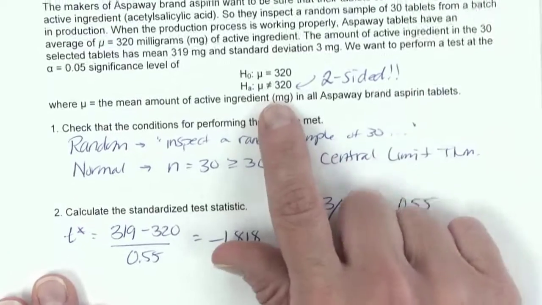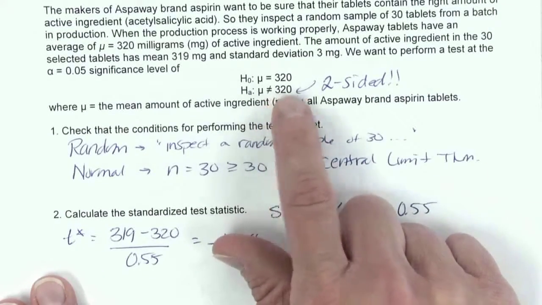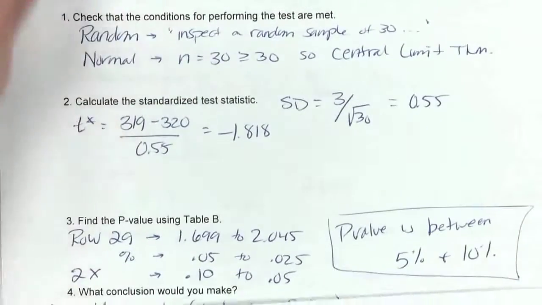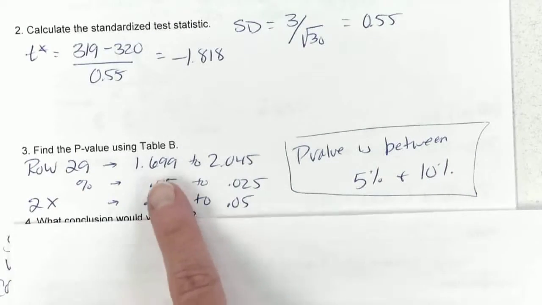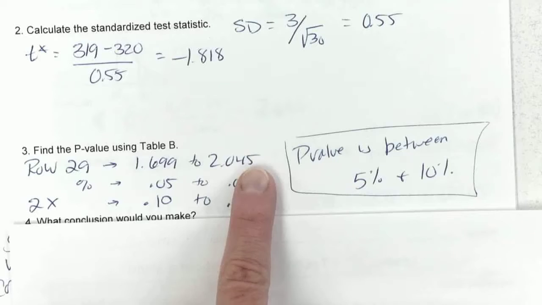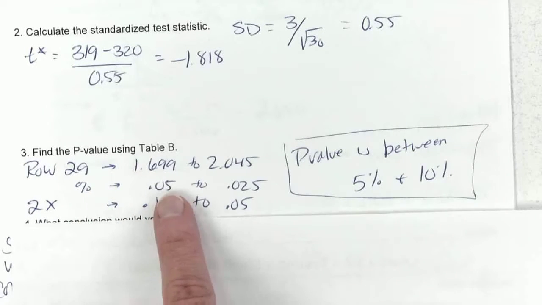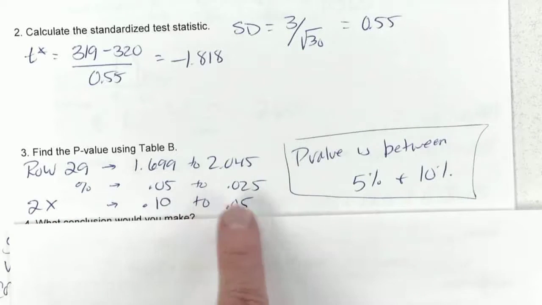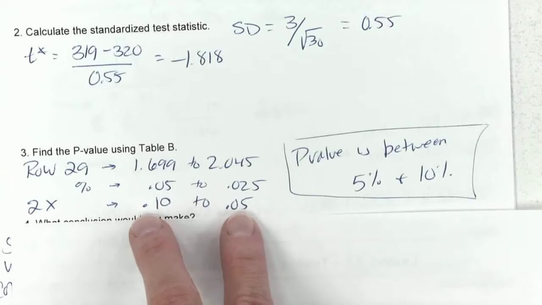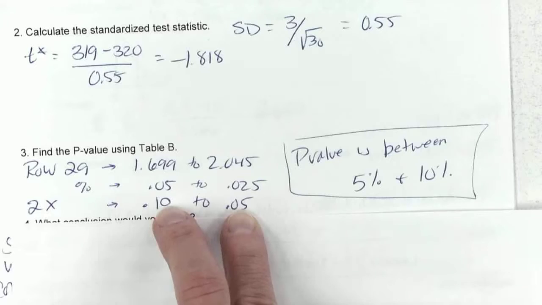Okay, now here's the deal. Remember how we said this is a two-sided test? We're going to have to double those values. So here I kind of summarize what I had noted there. Row 29, I was looking between those two values. The percent from the top was between these two values. But since it's a two-sided test, I have to double that range. So my p-value is somewhere between 5 and 10%.